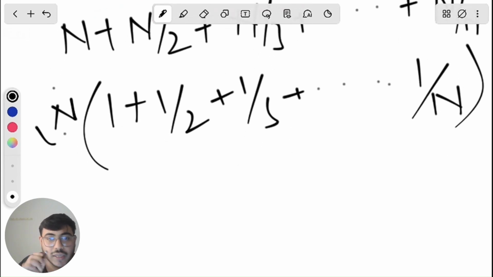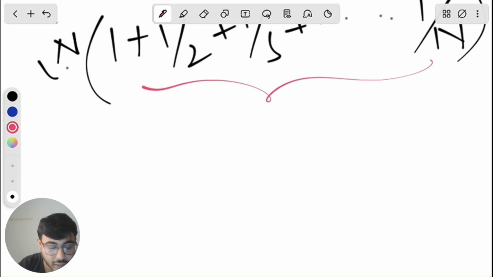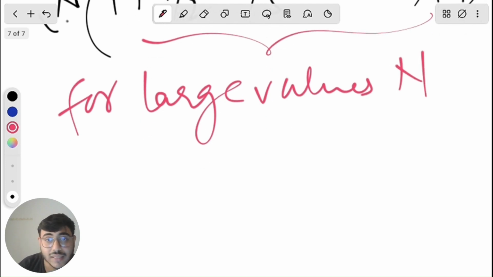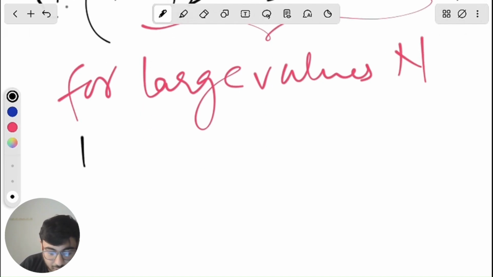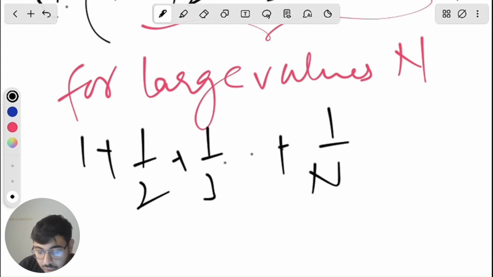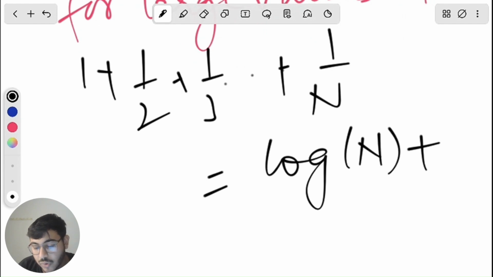We know that n is fine, n is separate. How do we evaluate this thing? If you go and search it out, this is actually a very well convergent series. This is actually a harmonic series. And it has been proved that for large values of n, this summation that we are going to write converges to around log n with some constant.